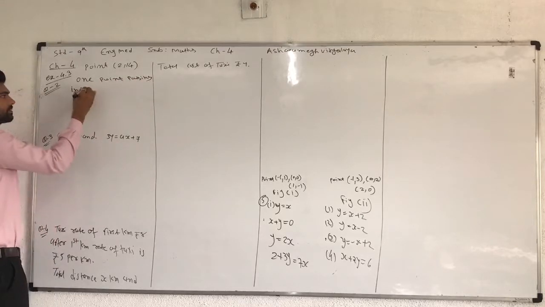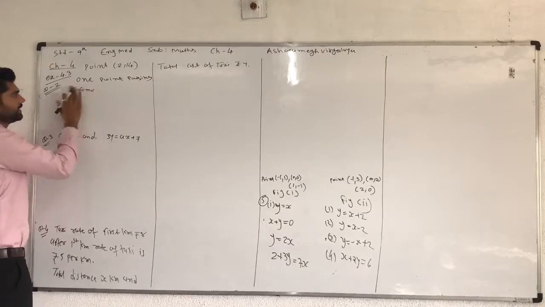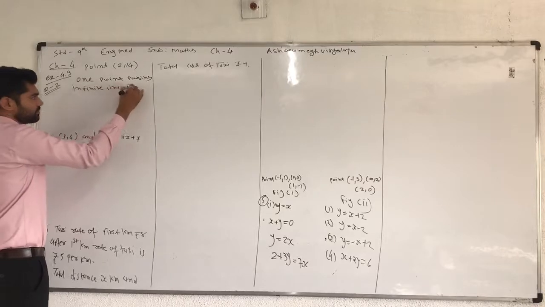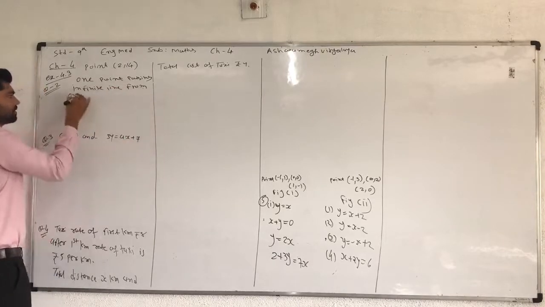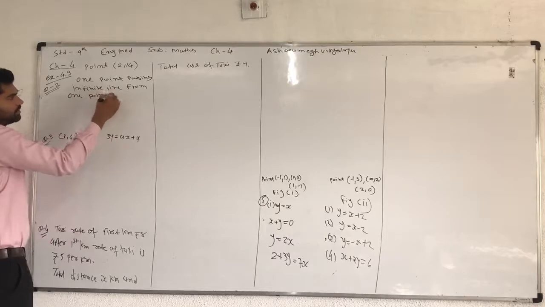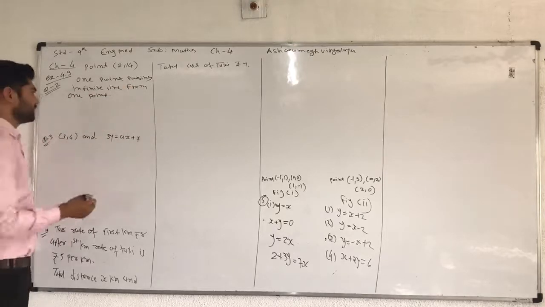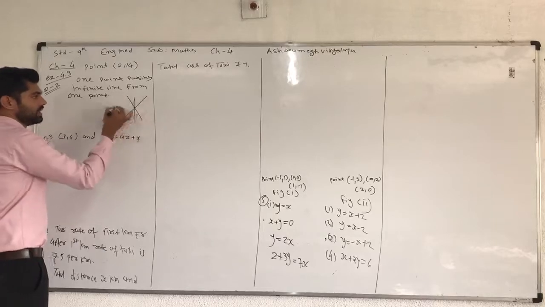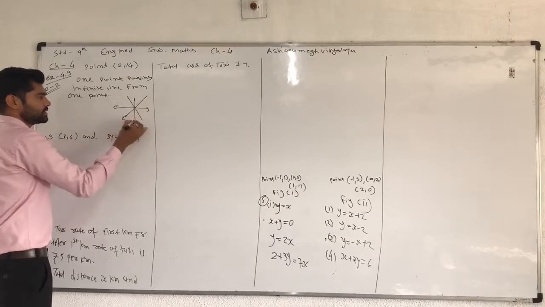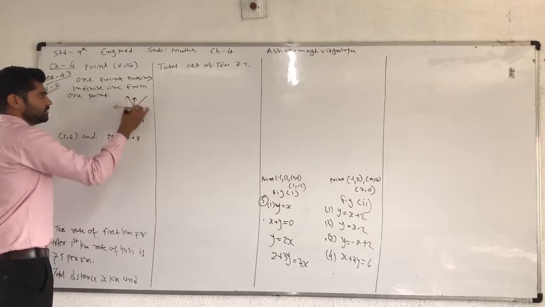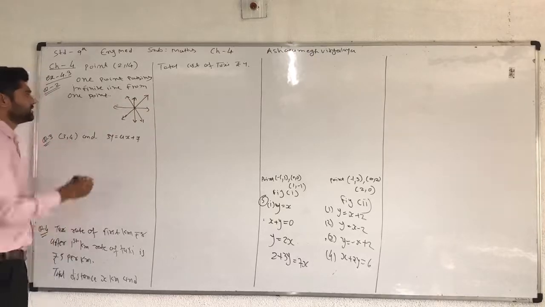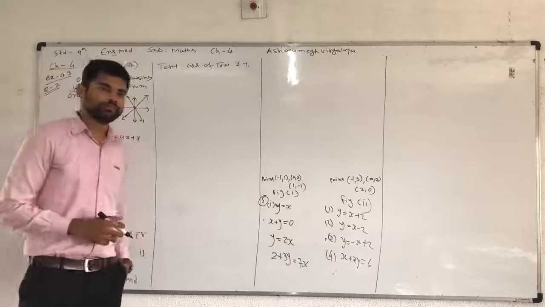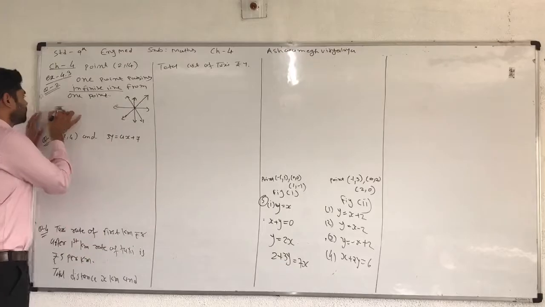one point passing infinite lines. One point passing infinite lines, it means you have only one point and so many lines can be passed through one point. So the answer is infinite lines can be passed, and for example, so many examples can be given.